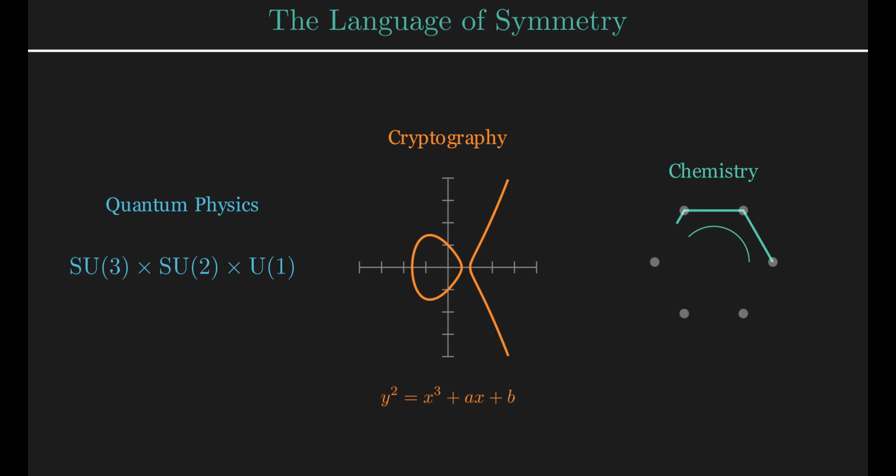And in chemistry, it predicts how molecules behave. For example, consider the benzene ring. It possesses a specific hexagonal symmetry classified as D6h. Notice how this symmetry allows the molecule to rotate and map perfectly onto itself, explaining its remarkable stability.